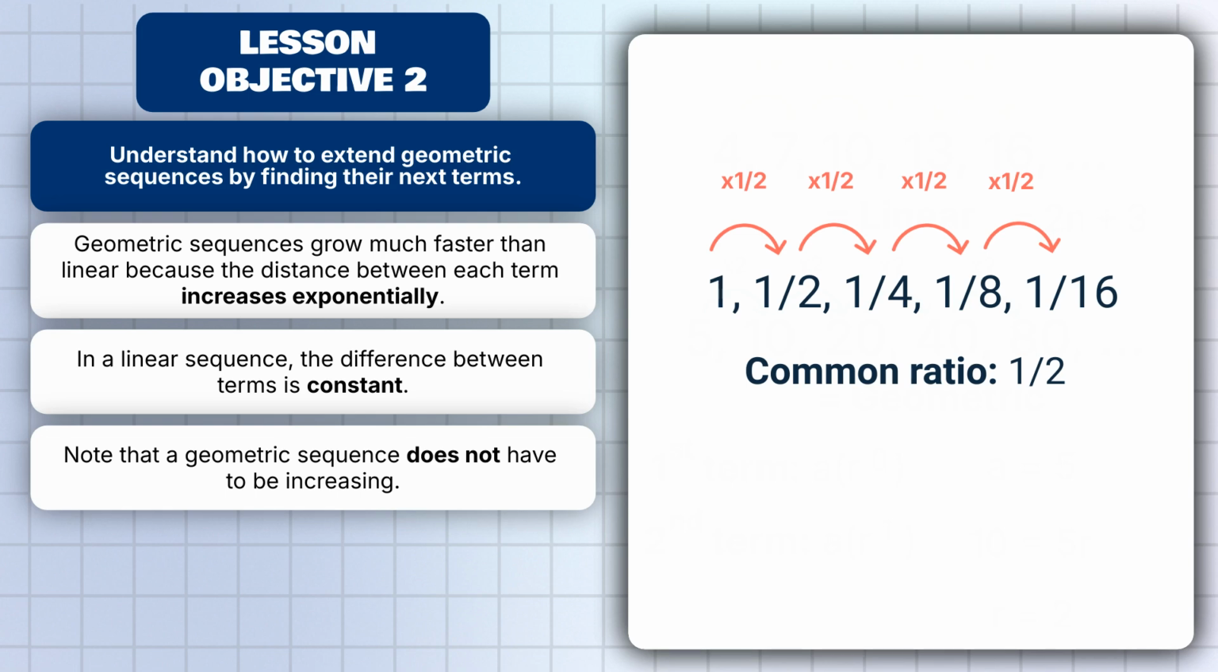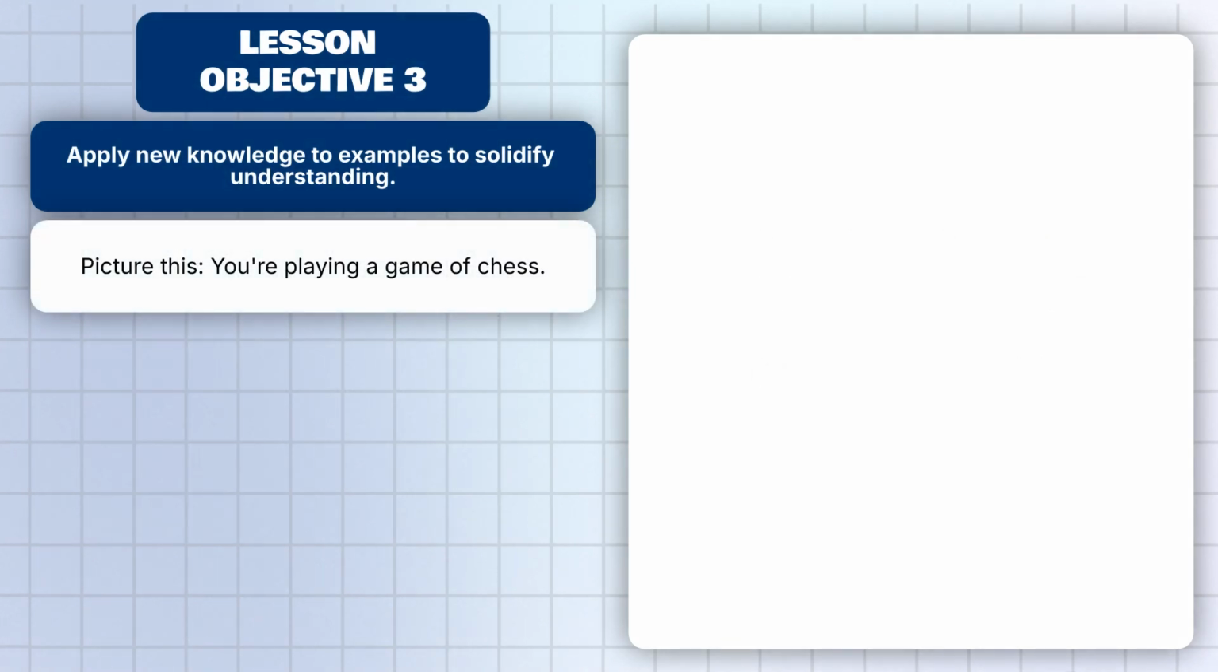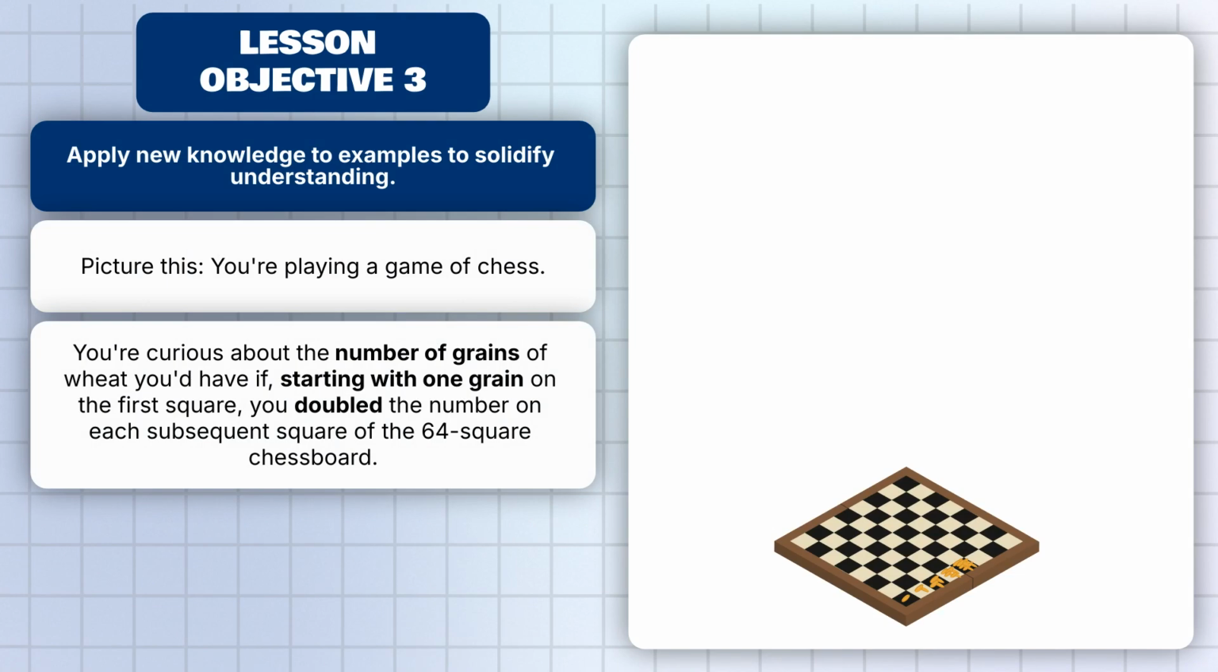Picture this. You're playing a game of chess, and you're curious about the number of grains of wheat you'd have if, starting with 1 grain on the first square, you doubled the number on each subsequent square of the 64-square chessboard. This is an example of a geometric sequence in real life. Here's how to work it.